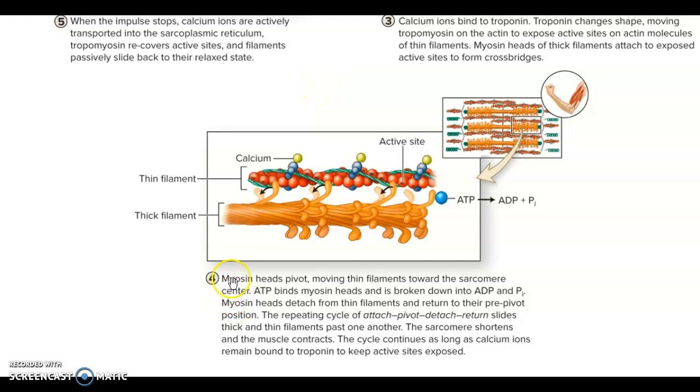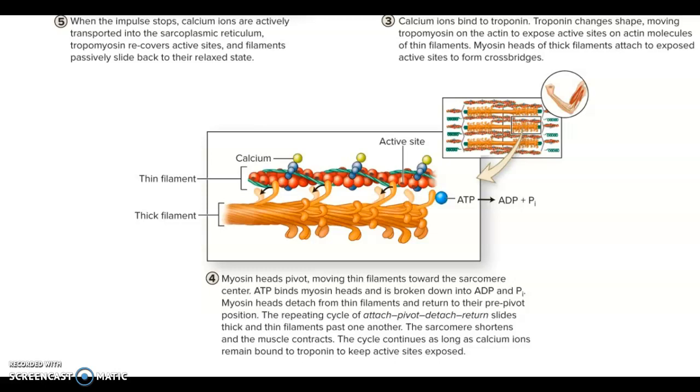Number 4, myosin heads pivot, moving the filaments toward the sarcomere. Right, the thick filaments don't move, remember? The thin filaments are moved in toward the sarcomere. ATP binds myosin heads and is broken down into ADP and Pi. So this is active transport. It uses ATP, so it needs energy. Hence, there are so many more mitochondria in muscle cells than any other cell.